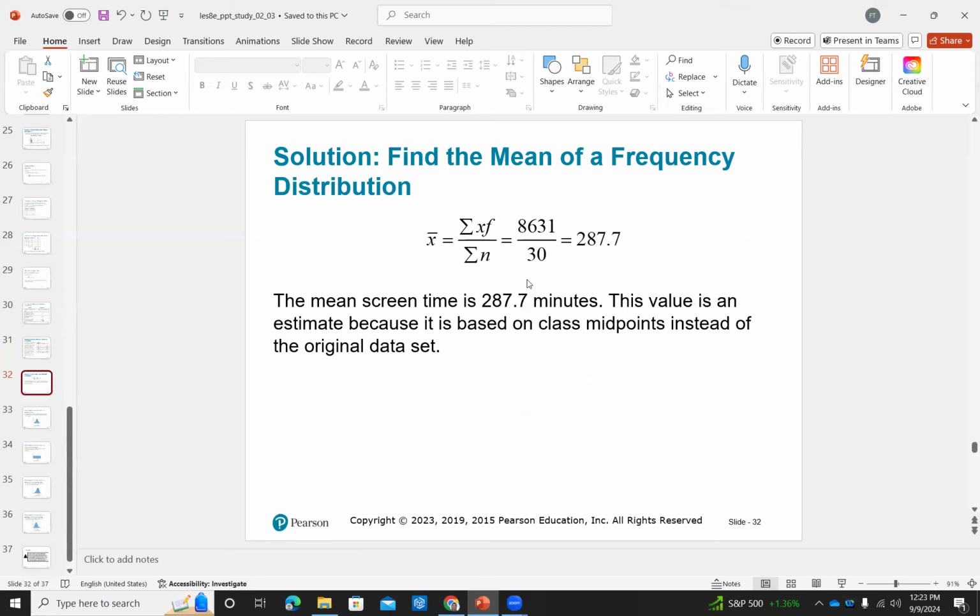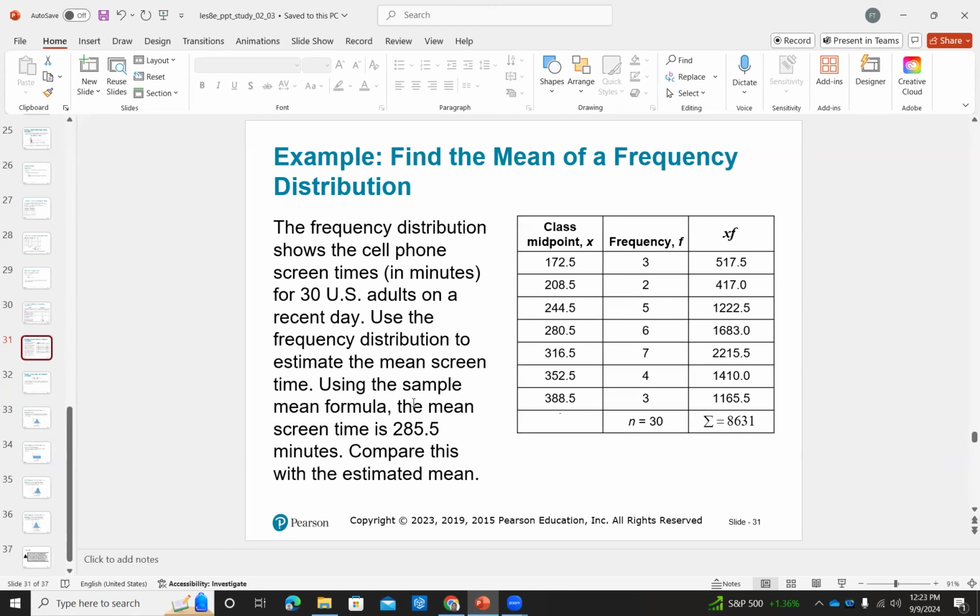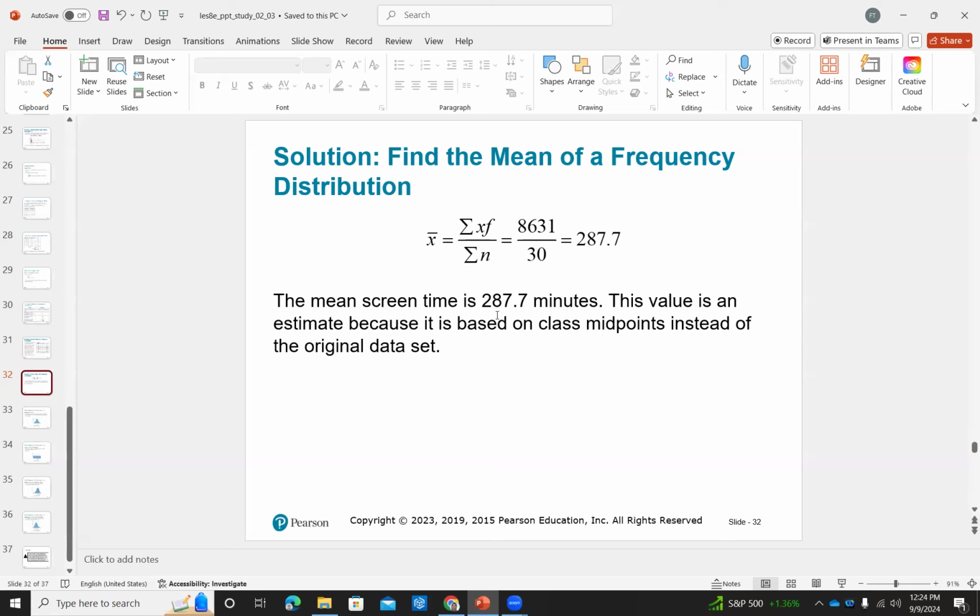And then because there is a total of 30 frequencies, when we divide it, this is the X bar, 287.7. So the mean screen time is 287.7 minutes. This value is an estimate because it's based on class midpoints instead of the original data set. So if you go back to the question, use the frequency distribution to estimate the mean screen time. When they say estimate the mean screen time, we're using the class midpoints to calculate the mean. Using the sample mean formula, they got the answer 285.5. We got 287.7, which is a little over 285.